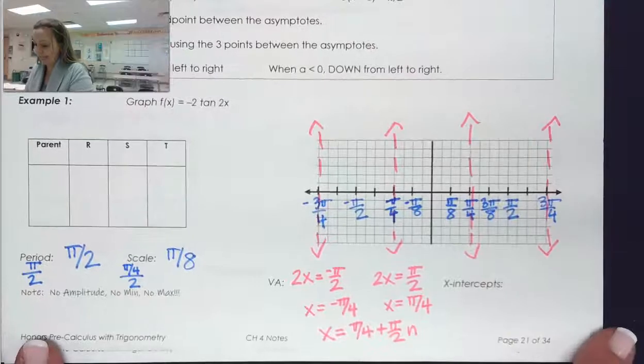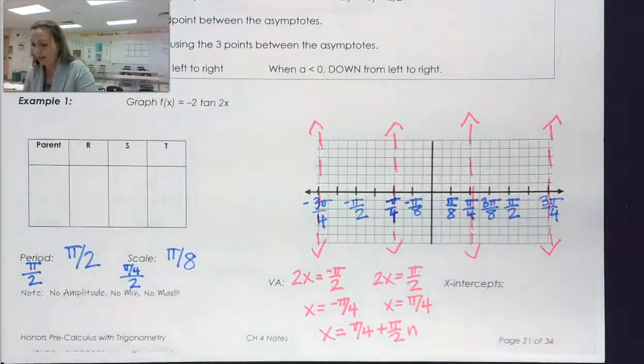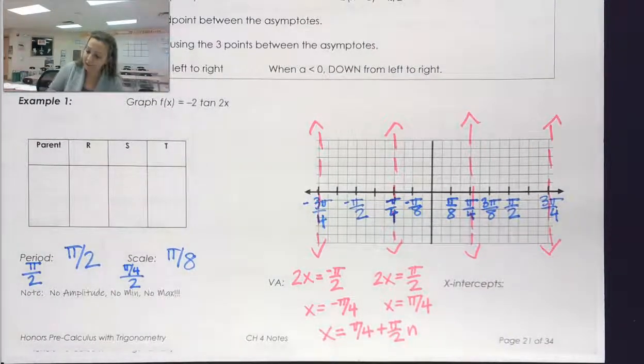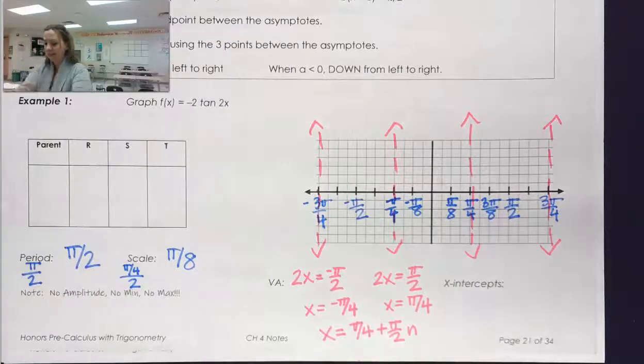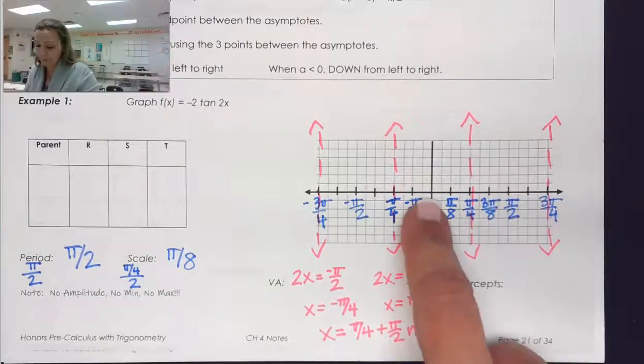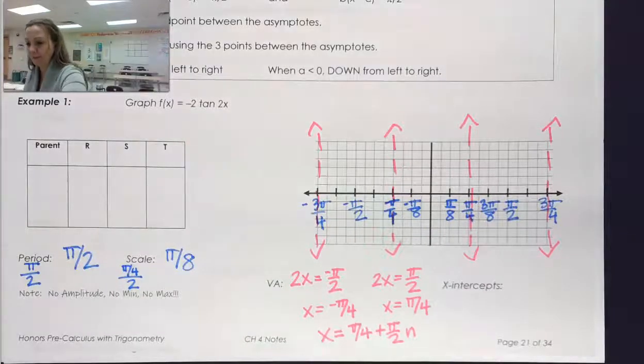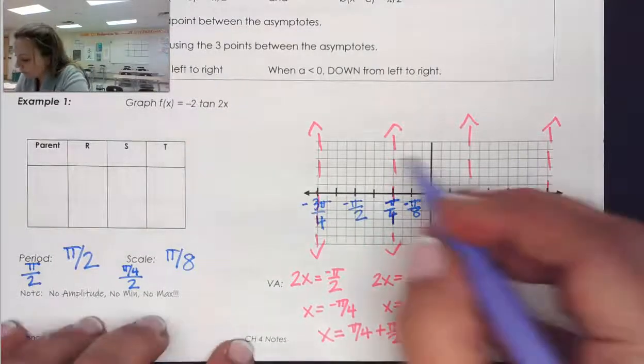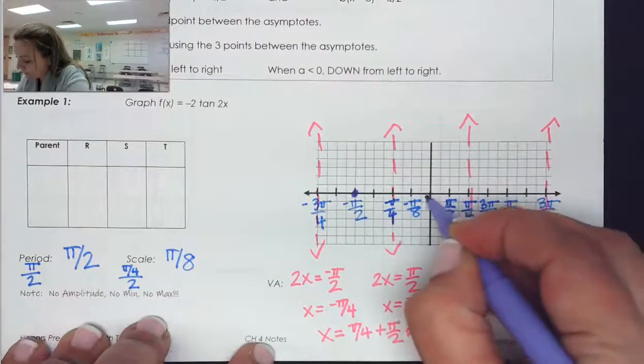But these are where our vertical asymptotes are. As far as the x-intercepts go, we'll look at that in a second. You can see that they're going to be right between the points. I mean, I guess we could plot those if we want right now. So it's going to be right between the asymptotes.